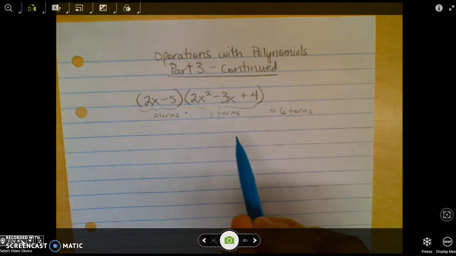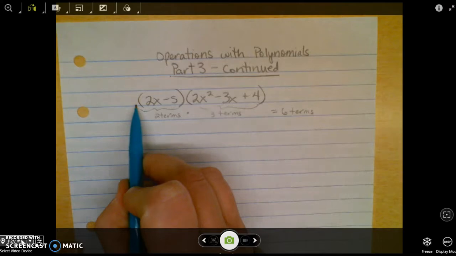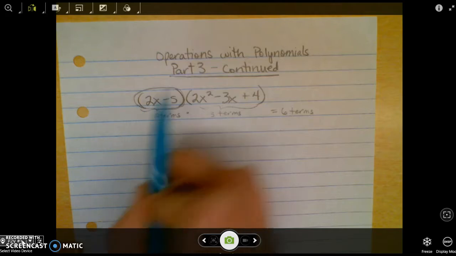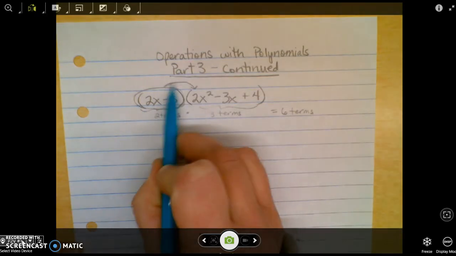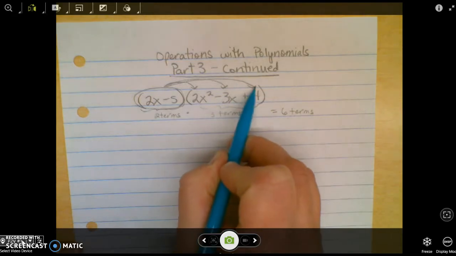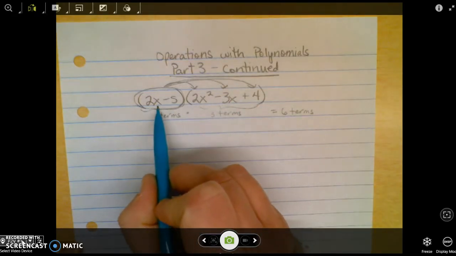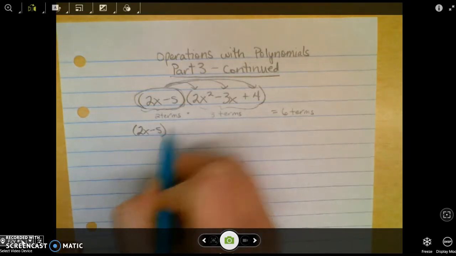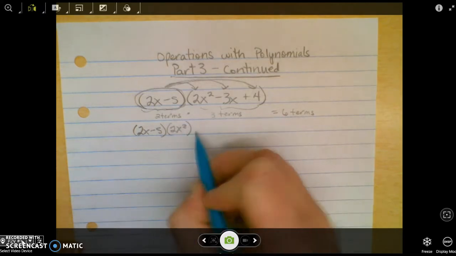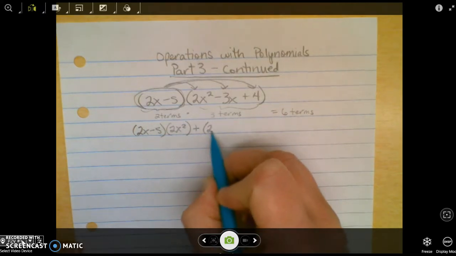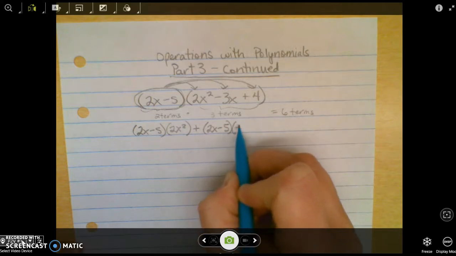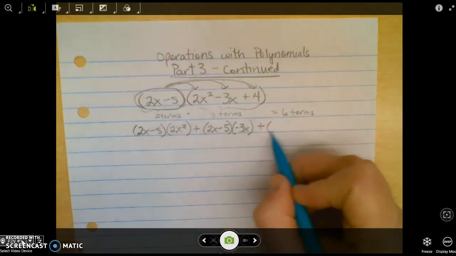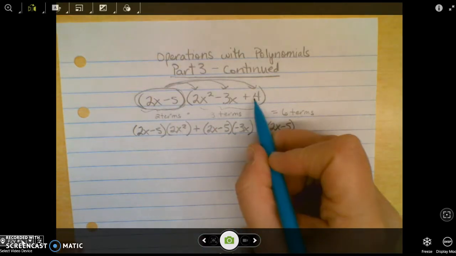It's still distribute. So you're going to take your front polynomial, which in this case is a binomial, and I'm going to distribute it to every term in the second group here. So I'm distributing this group 3 times. So here's what it looks like. 2x minus 5 times 2x squared plus 2x minus 5 times negative 3x plus 2x minus 5 times positive 4.